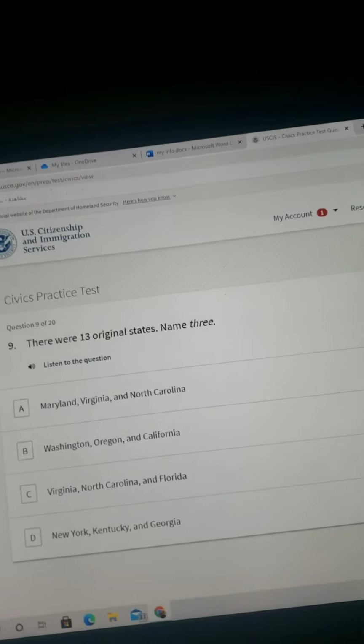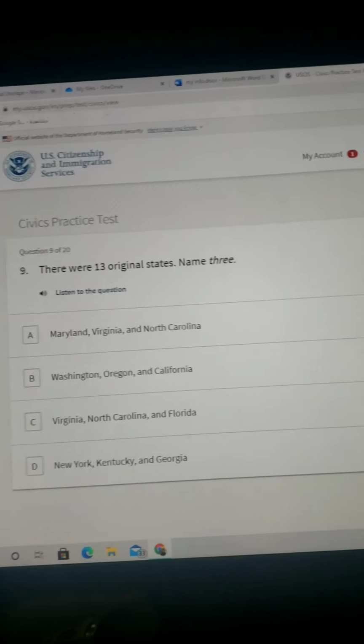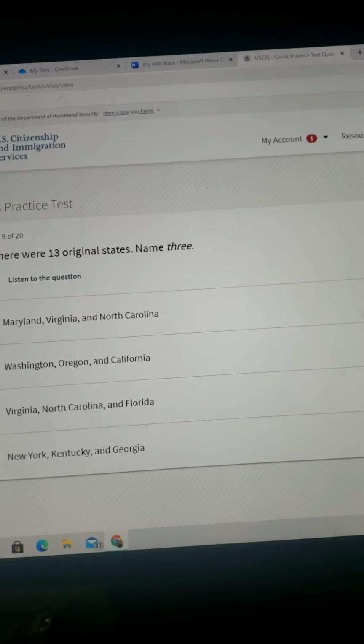There were 13 original states. Name 3. Okay, wow. That's crazy. Virginia, North Carolina, Washington, Oregon. No, Washington, Oregon, and California is no. Virginia, North Carolina, and Florida is no. I know Florida was not there. New York, Kentucky, and Georgia. Let's go with the first one.